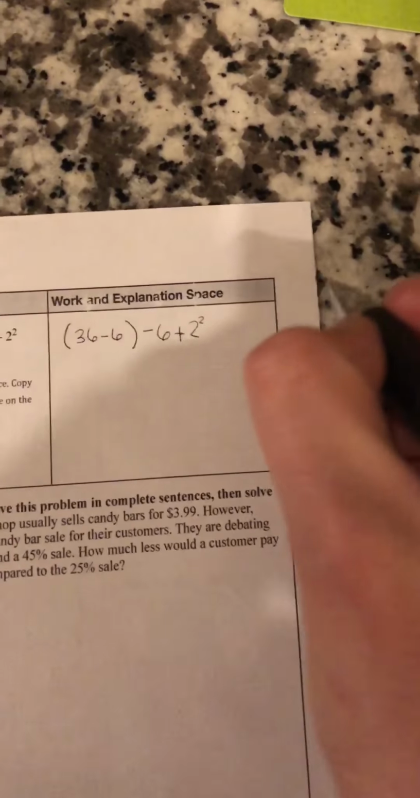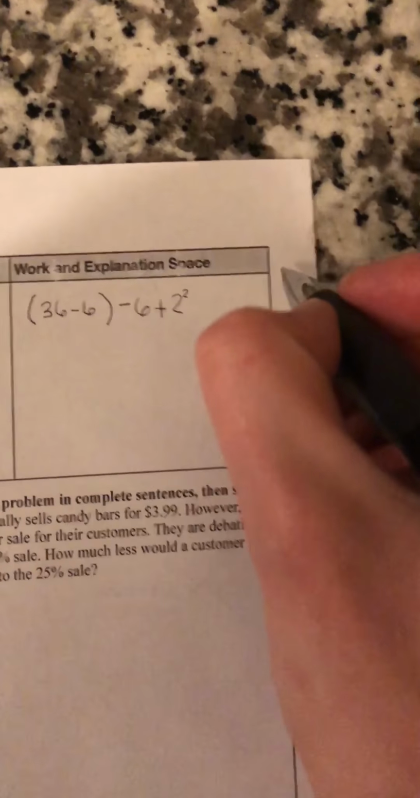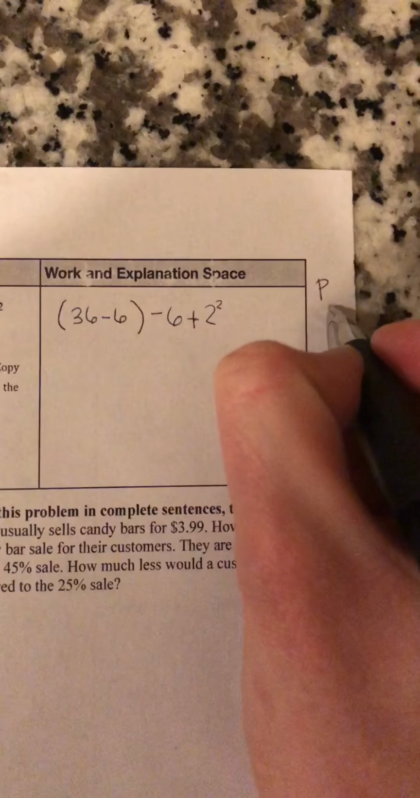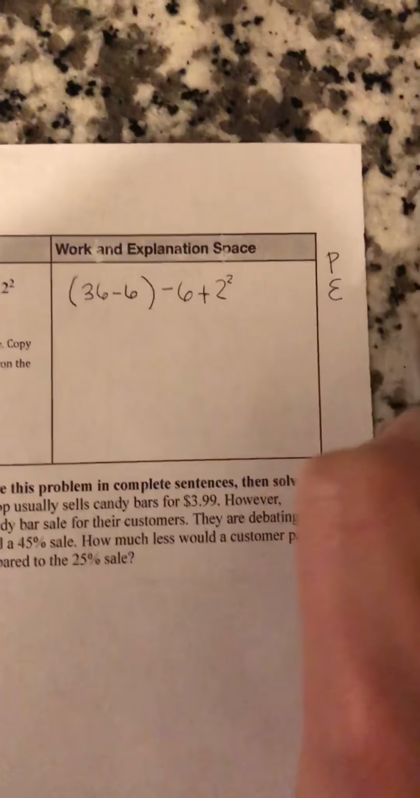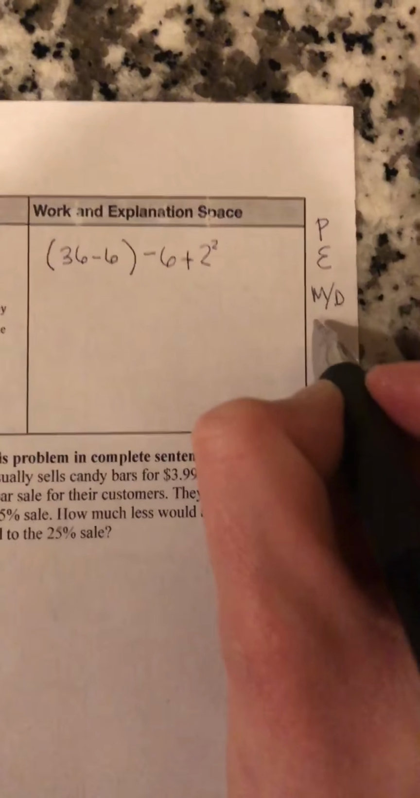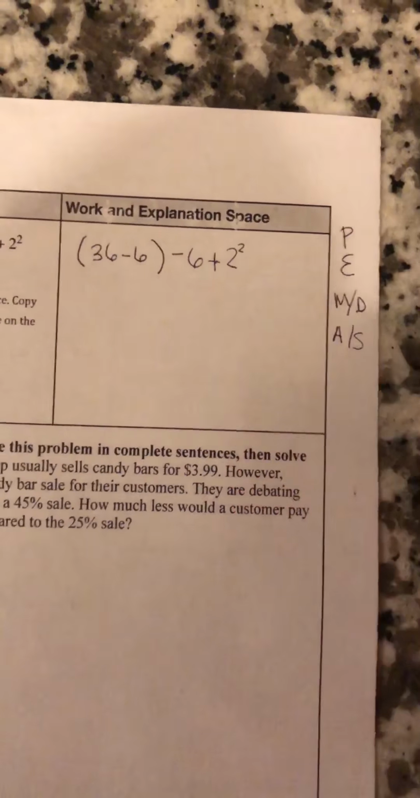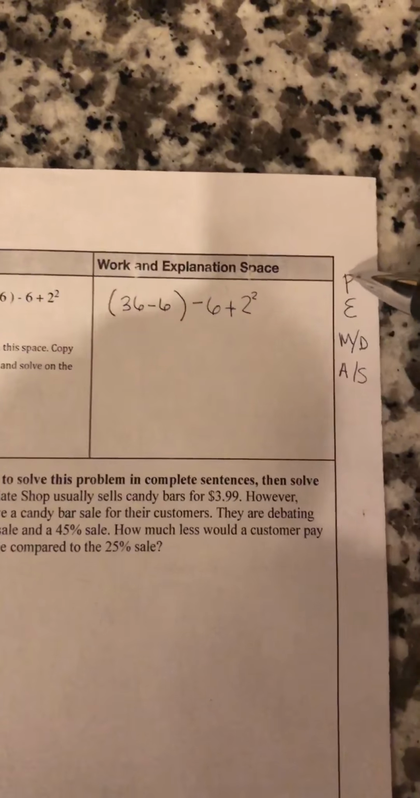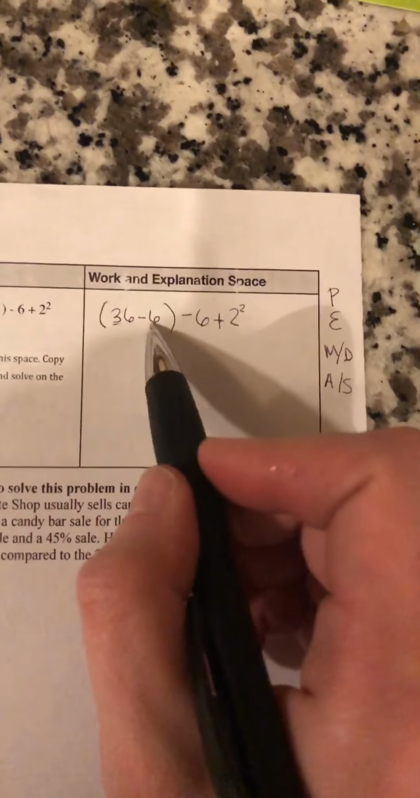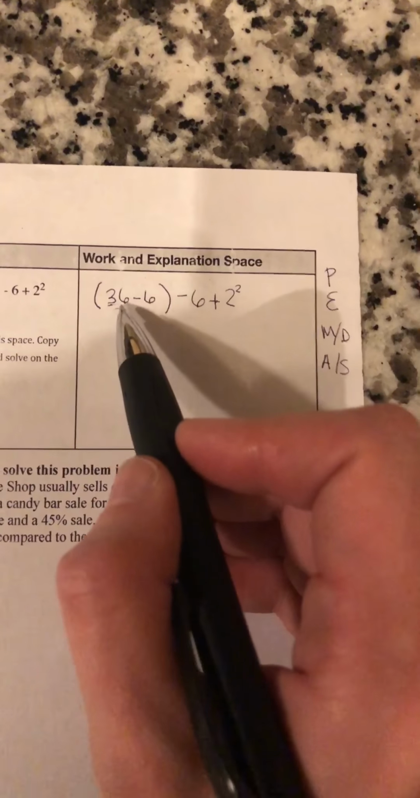So I'm going to write my order of operations, and this is a good habit for you to get into as well, to write it down over to the side when you're solving this. So we have please excuse, my dear goes together because it's multiplication and division, whichever comes first, and then addition, subtraction, whichever comes first. If I look here, parentheses, I'm going to look to see if I have any math inside of my parentheses. I do, so I'm going to do this first.